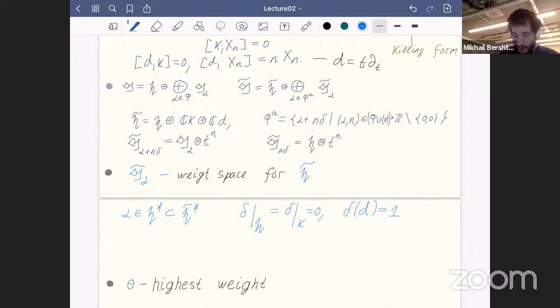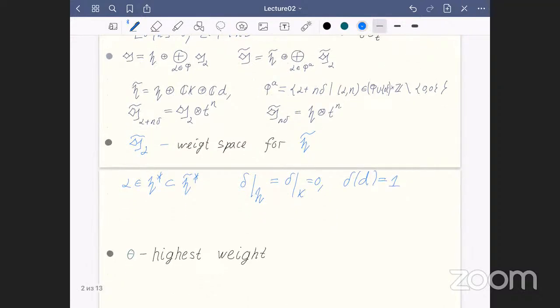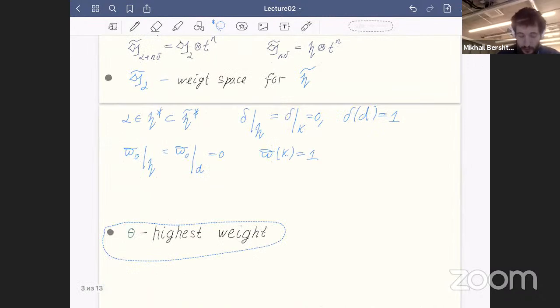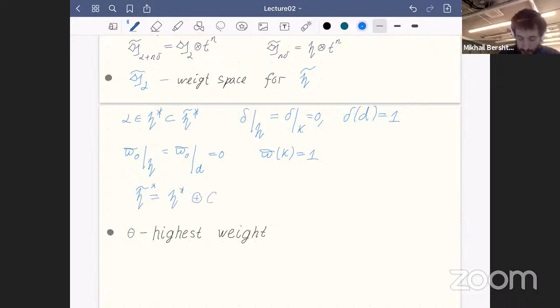And in order to write down the full basis in the dual space, I will have to introduce one more element which I denote by pi 0, which vanishes on H and vanishes on D, but applied to K is equal to 1. So for the dual space, I have the decomposition: the dual space for the original algebra plus C delta plus C pi 0.